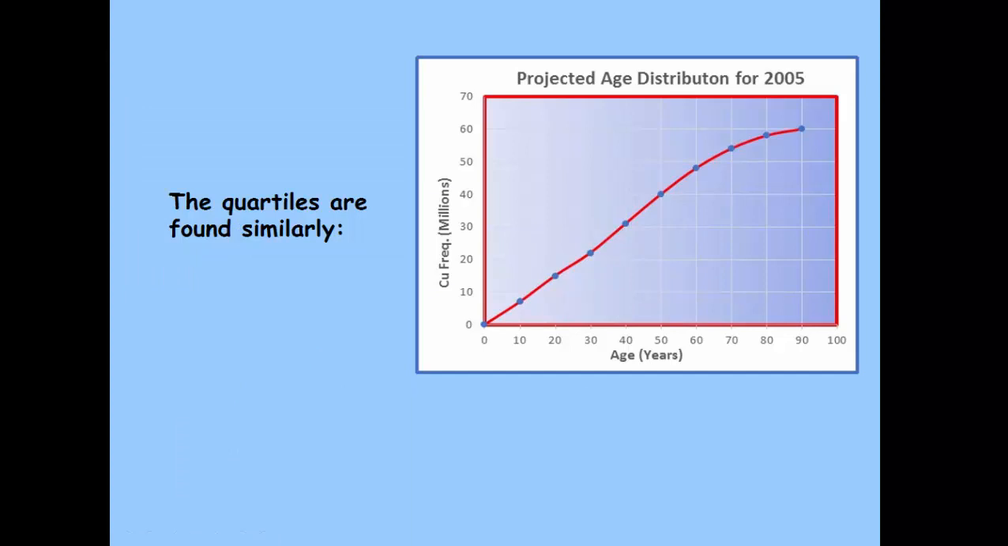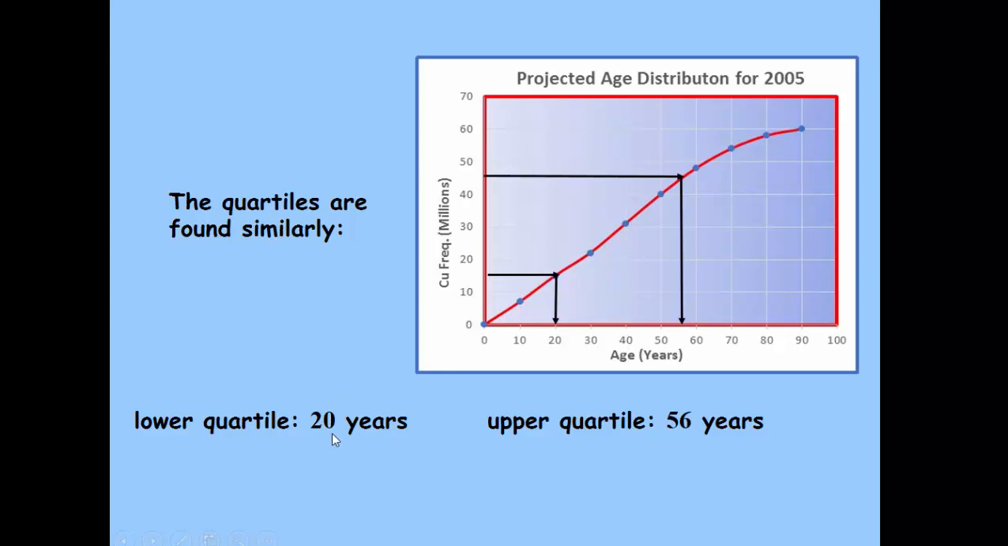We do a similar thing for the quartiles. 15 would be the lower quartile, and that comes out at 20 years. So cumulative frequency 15 because it's a quarter of 60, and that reads out at 20. For the upper quartile 45, and again that comes down there to 56. That then enables us to work out the interquartile range. 56 minus 20, 36.